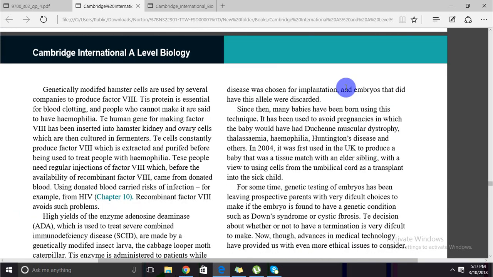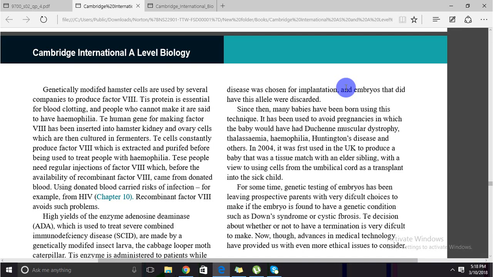And since then, many babies have been born using this technique. Hence the connection between genetic screening and IVF. And the link with preselection will be made clear in a moment. It has been used to avoid pregnancies in which the baby would have thalassemia, hemophilia, Huntington's, etc. In 2004, it was first used in the UK to produce a baby that was a tissue match with an elder sibling, with a view to using cells from the umbilical cord as a transplant into the sick child. So this may be termed preselection.